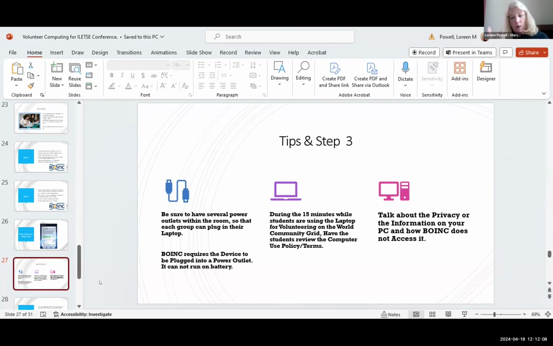During the 15 minutes, we talk a little bit about and examine the computer use policy and the terms about grid computing, because oftentimes the number one fear is, oh my gosh, they have access to my computer. What will happen? I feel uncomfortable. So we talk about it. We look at their user policy and terms. We look at the number of breaches that ever occurred: 0. And we talk about how it is research based.